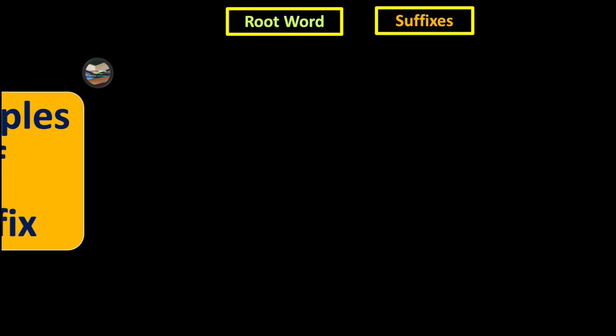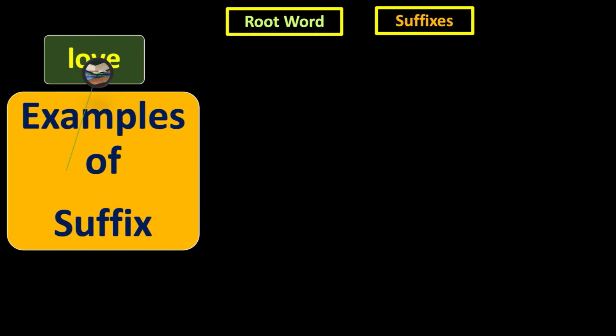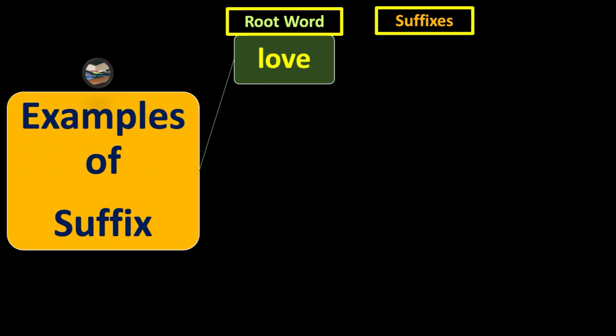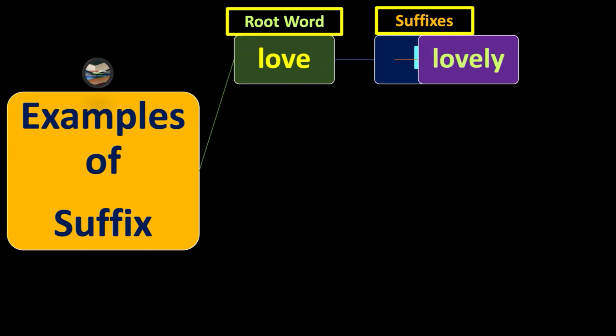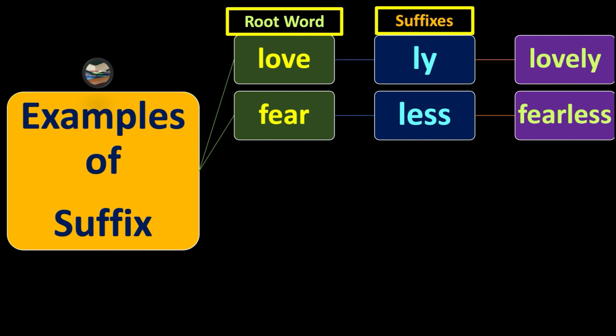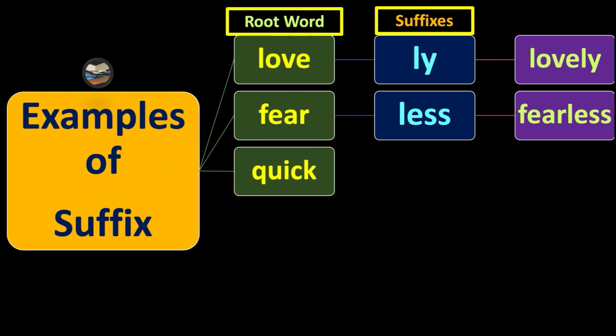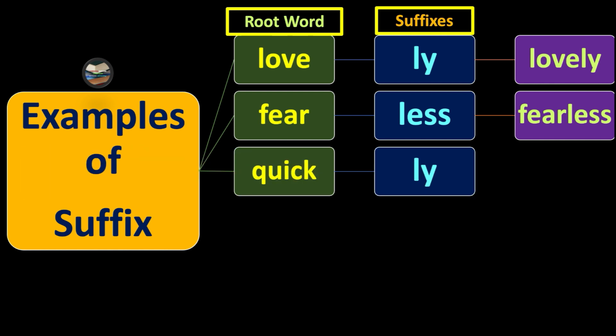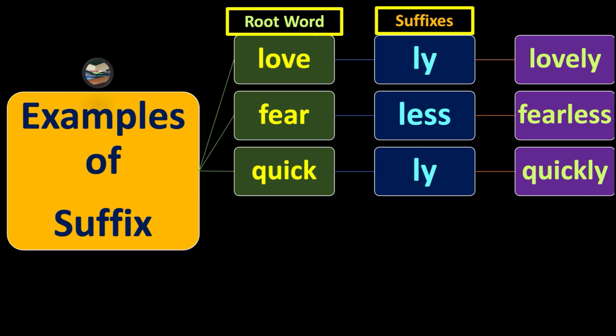Let's see examples about suffix. We have the root word love, and we add a set of letters, ly, at the end of this root word, and we have a new word, lovely. Likewise, fear, less, and then we have a new word, fearless. We have the root word quick, we have suffix ly, and then we have a new word, quickly.